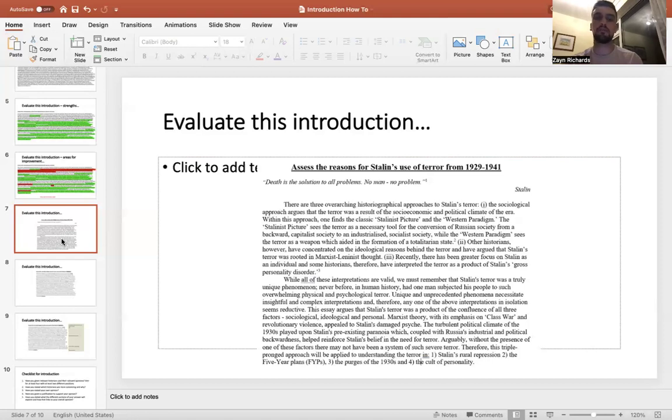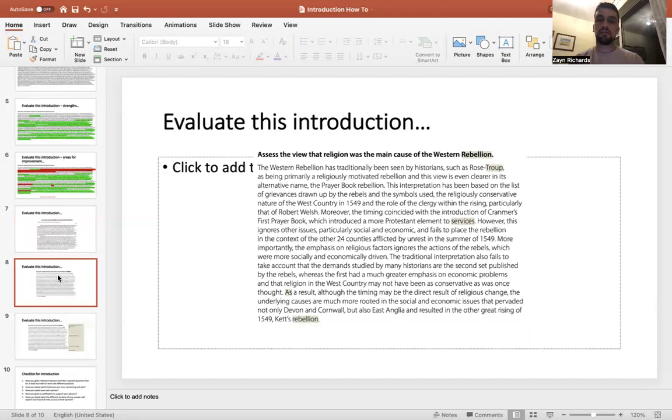So I would use this as an example of where there isn't really that much to be doing for this student. If they just include some historians in the first paragraph, then you're looking at probably a very solid introduction, I would say. This is the one released by the exam board.